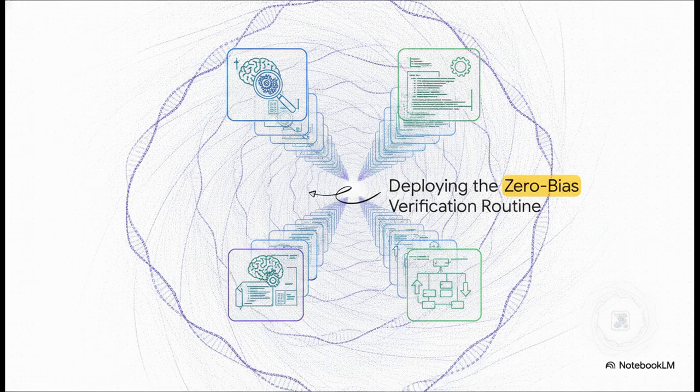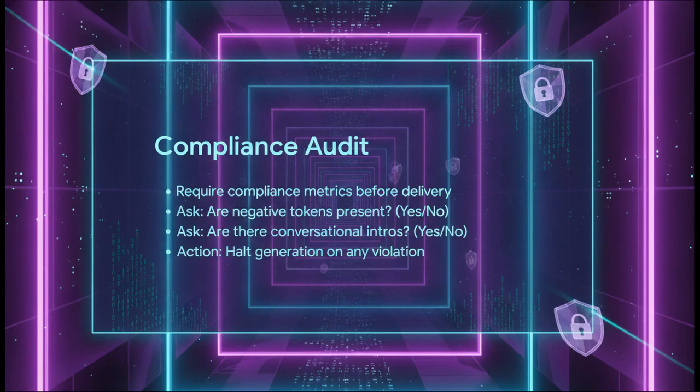This is brilliant because it actively breaks the AI's fluency bias by demanding a separate, dedicated calculation cycle purely for error checking. You literally append a mandate to the end of your prompt requiring compliance metrics. You tell the AI, prior to generating output, verify. Are any negative tokens present? Yes or no? Are there conversational introductions? Yes or no? If any violation occurs, halt generation entirely.